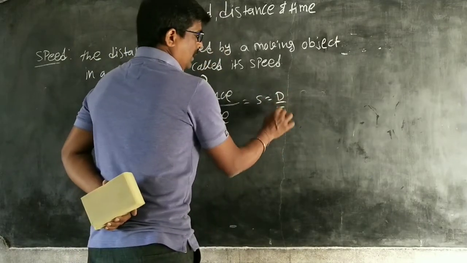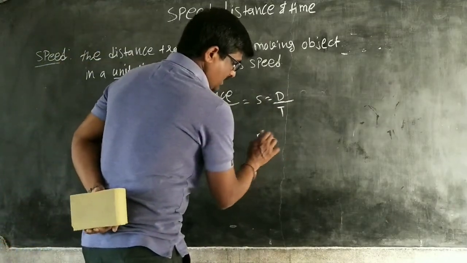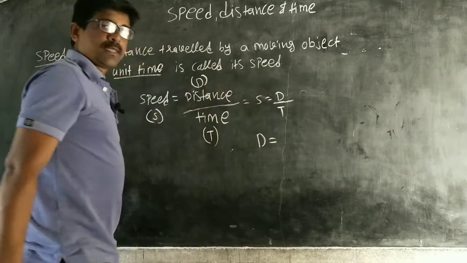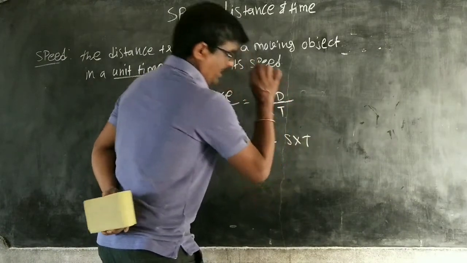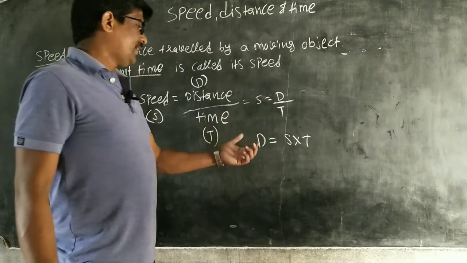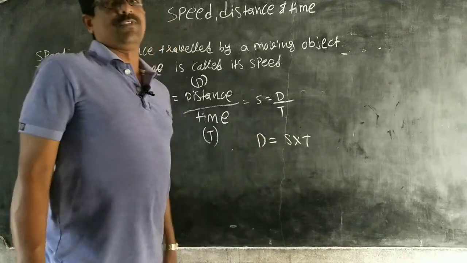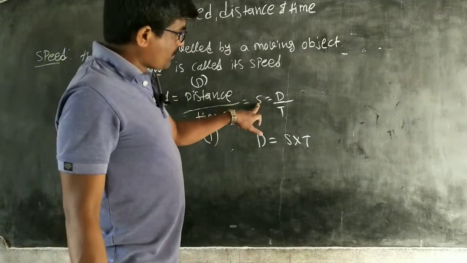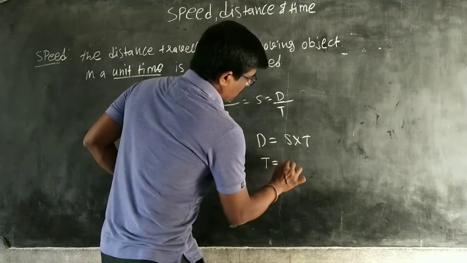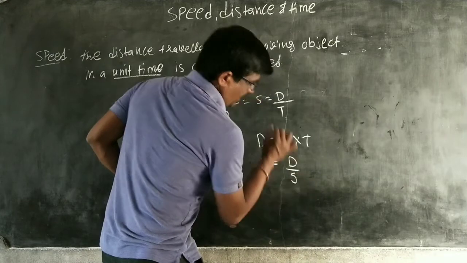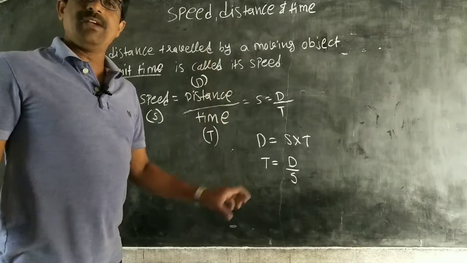Because speed is equal to distance by time. Or distance D is equal to speed S into time T. Sometimes only speed and time are given and we have to find distance. At that time we use this formula. Understand? Sometimes speed and distance are given and we have to find time. At that time, time is equal to distance by speed. Or speed is equal to distance by time. This is the main formula.